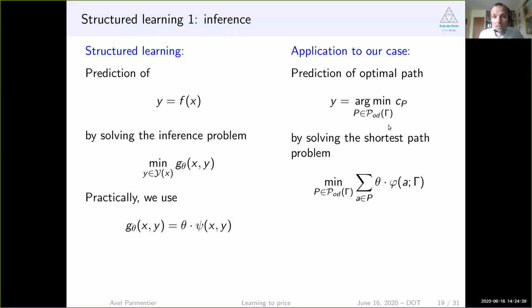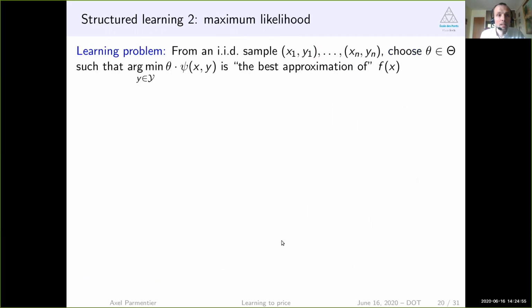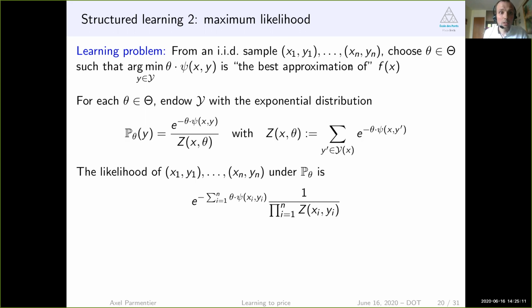And the easy problem is just a shortest path problem. And so we will use structured learning techniques to learn a theta that approximates well this argmin with this simpler one. And just how do we learn that theta? Well, we're supposed to have an IID sample where we have the instances and the optimal solutions, and we want to choose theta. How do we do that?